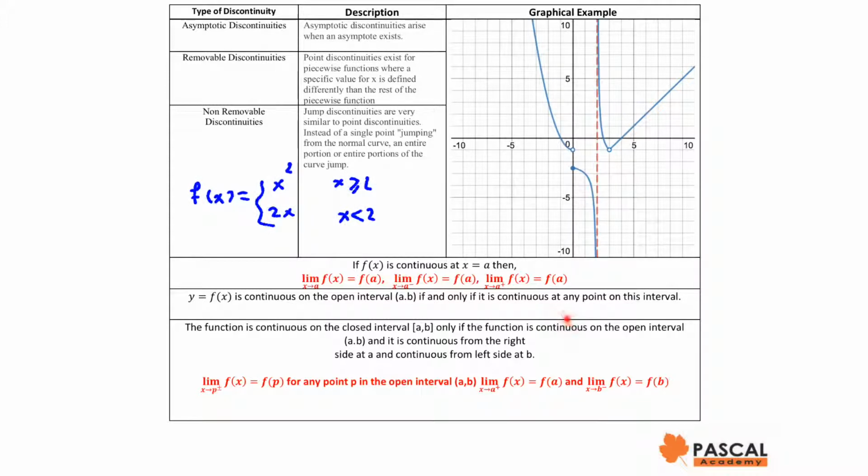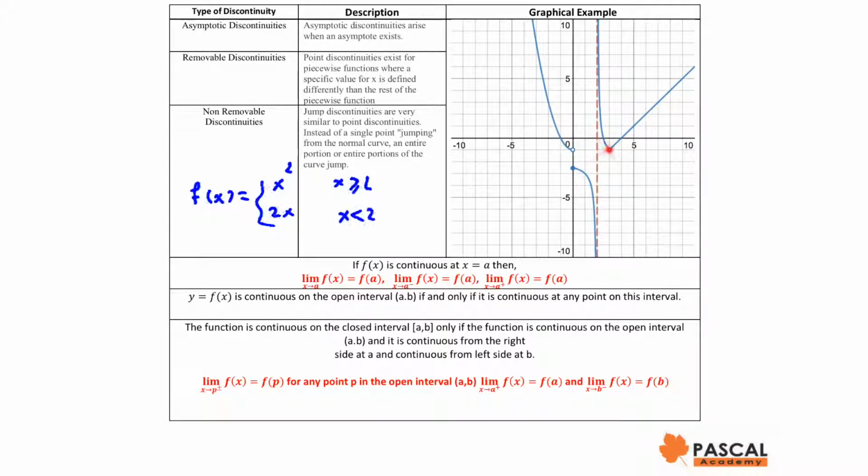To understand the meaning of continuity, let's discuss a little bit about discontinuity. There are three types of discontinuity for a function. The first one is when the function is undefined at x equals a, and x equals a is an asymptote of the function. At a vertical asymptote, the function is discontinuous.